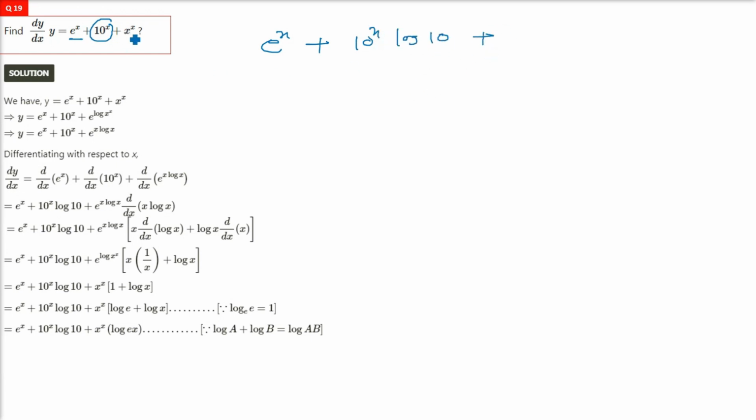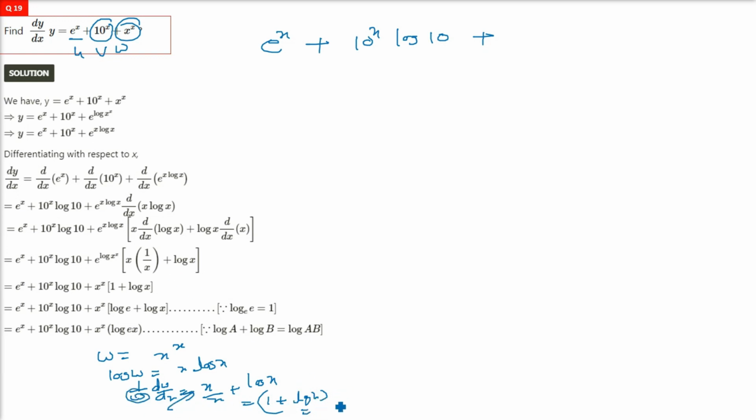x to the power x is the only thing, and we know e to the power log is always 1. So you can always have e to the power log of any term, x to the power x in this case. So you can take this as w, and w is x to the power x. Log w will be equal to x log x. 1 by w, dw by dx is equal to x log x differentiated. So x into 1 by x plus log x, and d by dx of x is 1. So 1 plus log x it will be. Then w is already there, so you have to multiply it with w, and w is x to the power x. So the final result will be x to the power x into 1 plus log x.